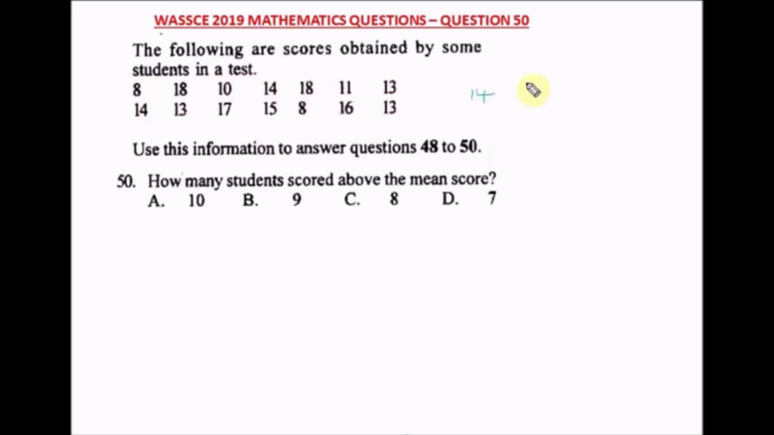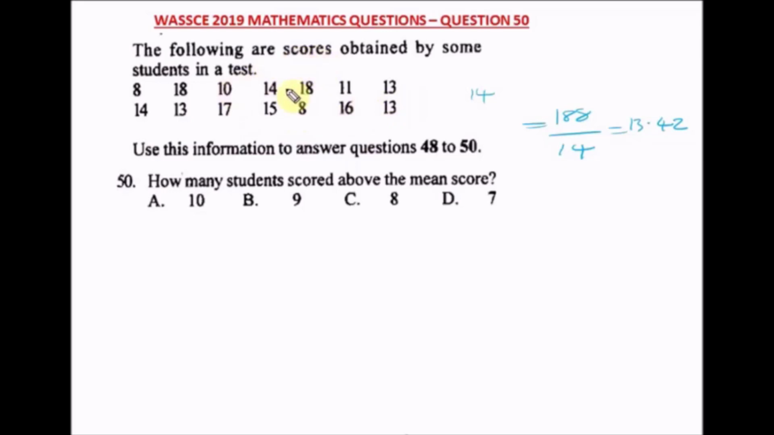Punch in your calculator. The summation of all these numbers will be 188. So we have 188 divided by 14. Okay, and which will give us what? 13.42. But our question says, how many students scored above? Our question is not asking us for the mean score, but it's asking us for how many students scored above the mean score. And the mean score is what? 13.42. So how many students scored above 13.42?